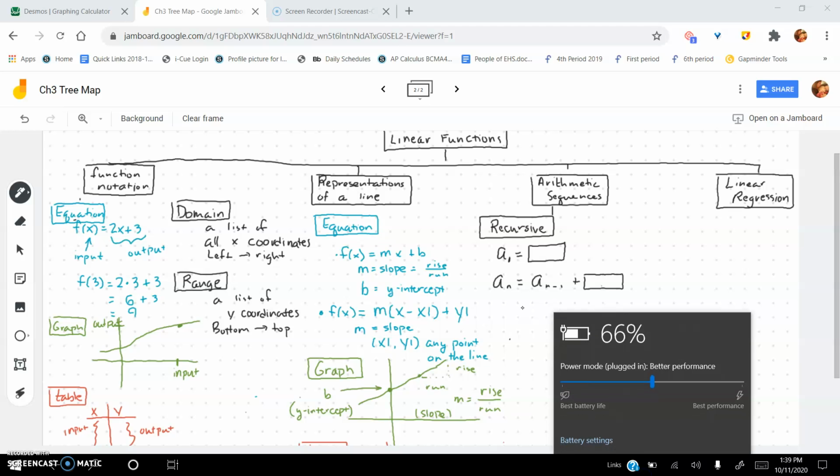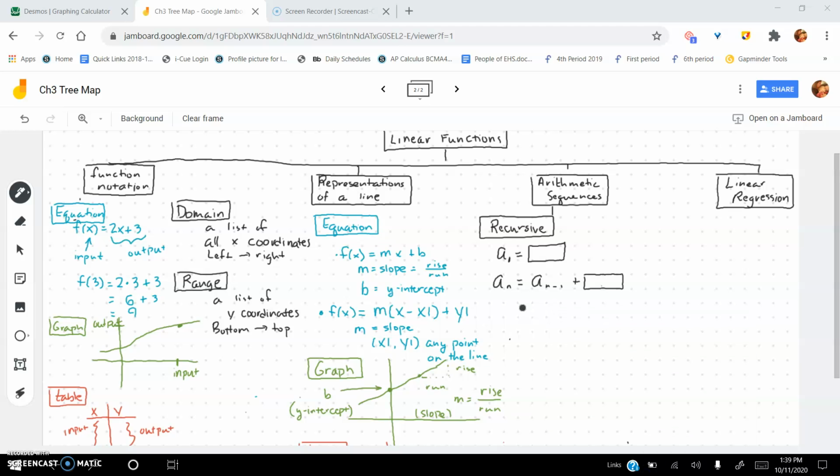For example, if your sequence is 2, 7, 12, 17, etc., then you would say, well, I know that my first value would be 2, and that my rule is that I'm adding 5. So that's our common difference.